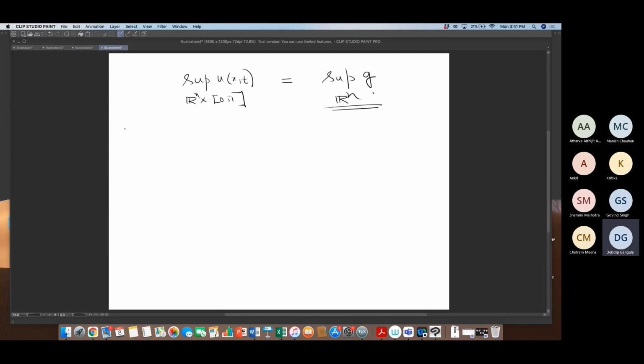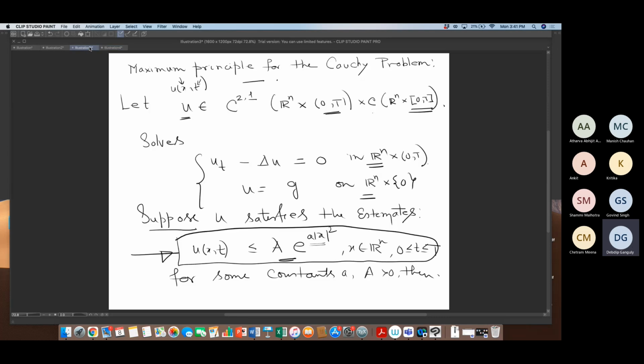Now let's prove it. The proof is quite complicated. Not complicated, I must say that you have to be careful. A lot of analysis will be used to prove this. Of course, another standing assumption is that this T is strictly less than infinity.